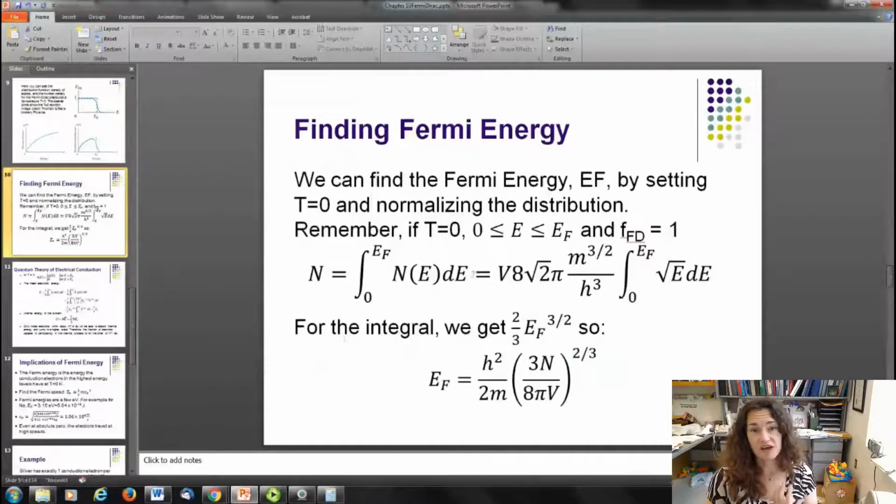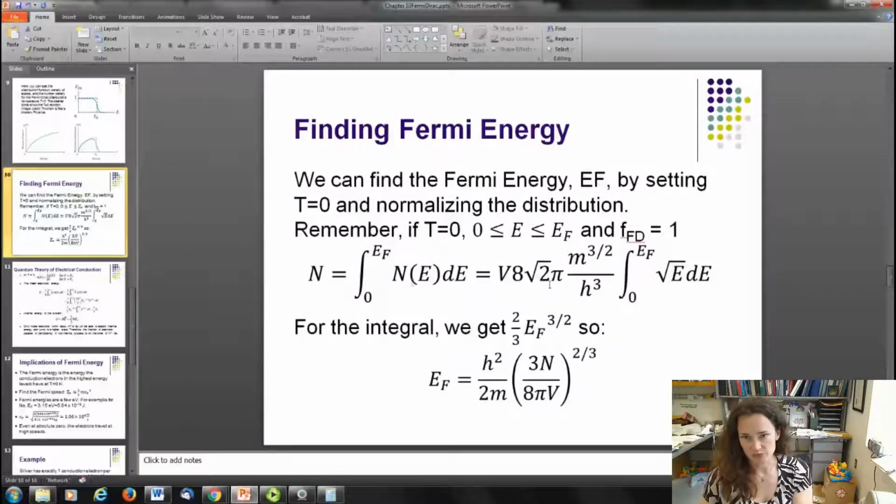Okay, we can find our Fermi energy by setting T equal to 0 and normalizing that distribution function. Remember that if your temperature is 0, then that confines the energies of your conduction electrons to being less than the Fermi energy. And it also forces your Fermi-Dirac distribution function to equal 1, okay? So basically, you're sort of integrating your density of states more than anything else. But here's what you end up with.